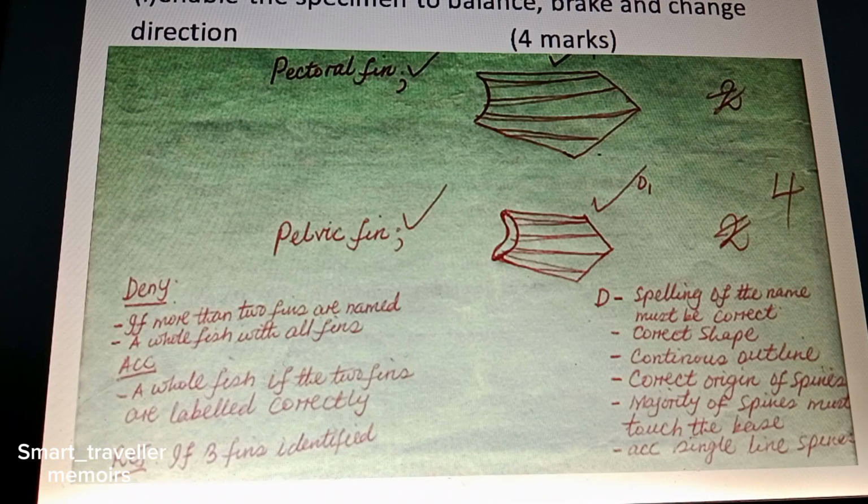Drawing marks. Spelling of the name must be correct: pectoral fin, pelvic fin. Correct shape, continuous outline. Correct origin of spines. The majority of spines must touch the base, except the single line spine. So you get 4 marks. Drawing 1, and the other drawing there, 1, so that you have 4 marks.